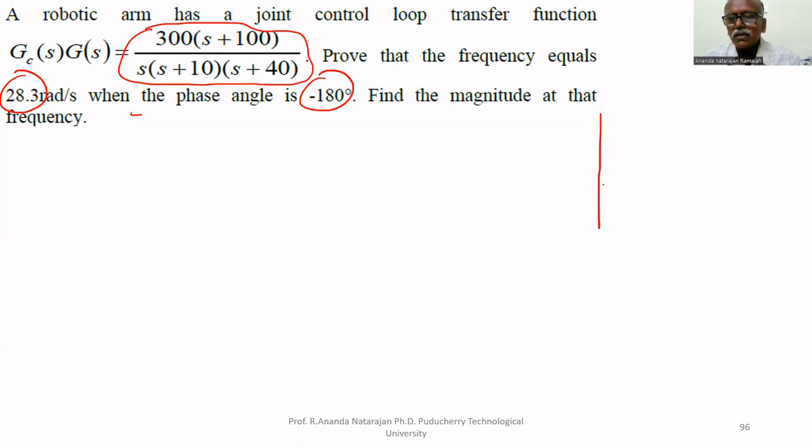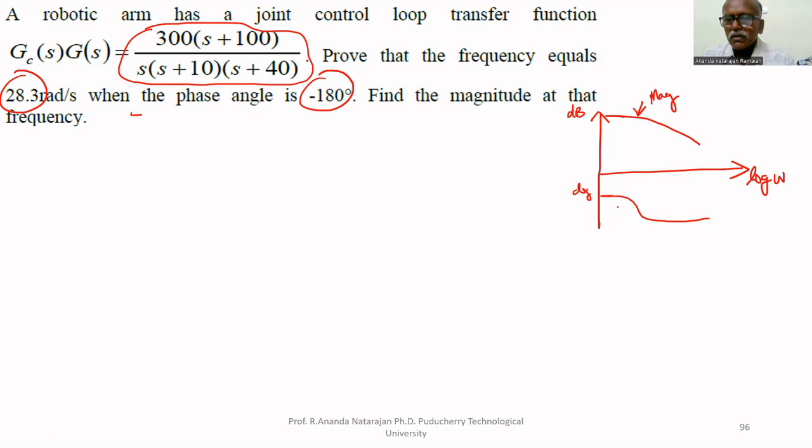Let us consider the Bode plot of this system. Let us assume that this is the magnitude plot, and this is the phase plot. This is the magnitude plot, dB versus log omega, and this is the phase plot, degree versus log omega. At minus 180 degree, it cuts the phase plot.